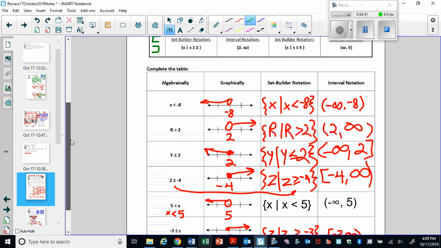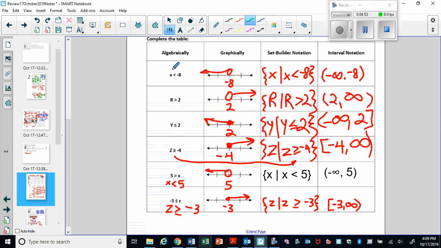And then these are some problems that we did again. The variable has to be on the left. So these 4 have the variable already on the left. Open circle since it's a less than or greater than. Closed circle if it's a less than or equal to, greater than or equal to.